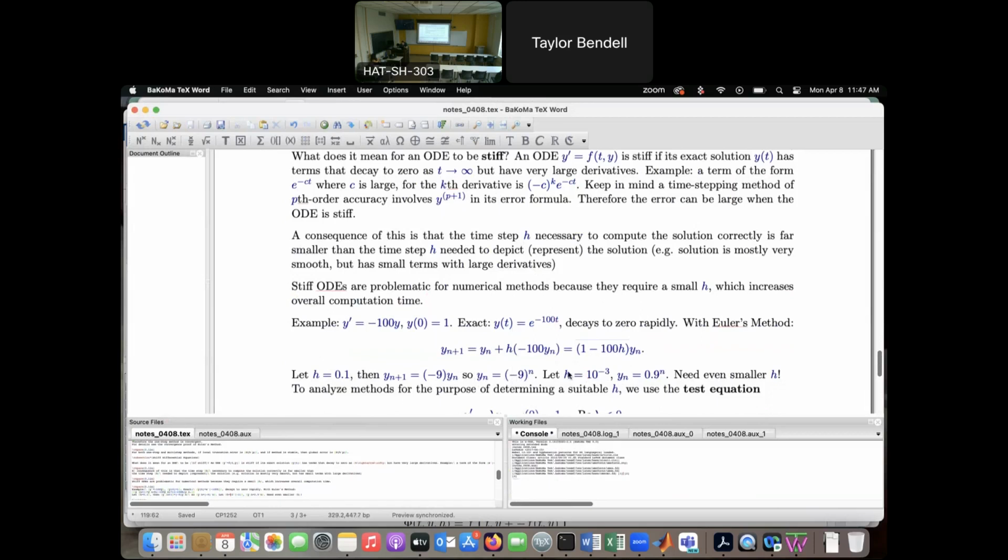If I choose a smaller h, like 10 to the minus 3, then at least we have exponential decay, 0.9 to the n. It's not decreasing at the right rate, but at least the solution has the correct qualitative behavior again. But that's the point. You have to choose a much smaller h than you'd like to, just to get a reasonable solution at all.